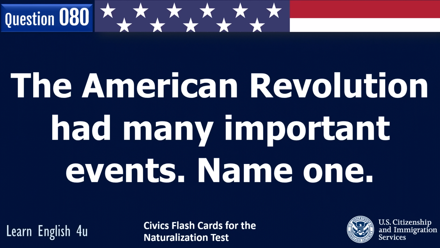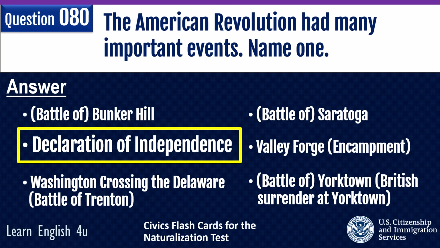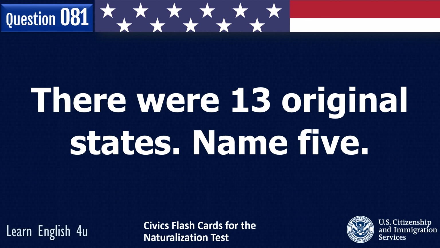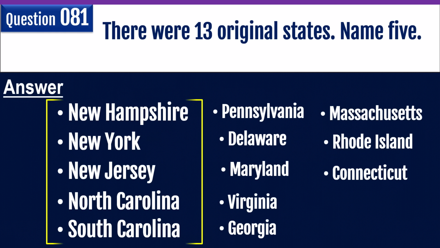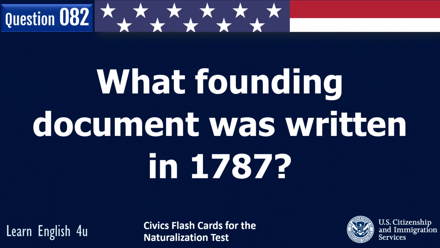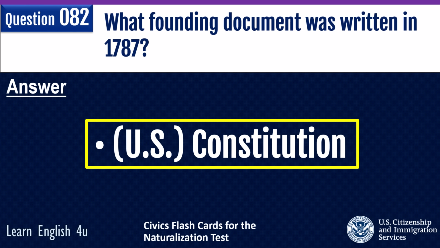The American Revolution had many important events. Name one. Declaration of Independence. There were 13 original states. Name five. New Hampshire, New York, New Jersey, North Carolina, South Carolina. What founding document was written in 1787? U.S. Constitution.